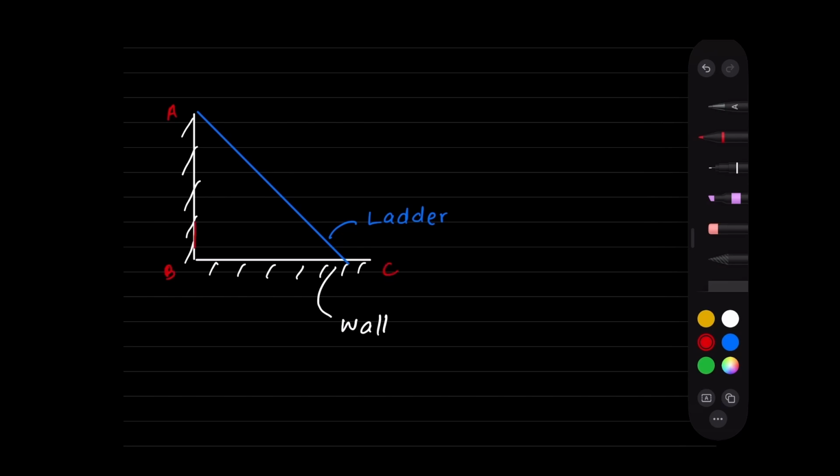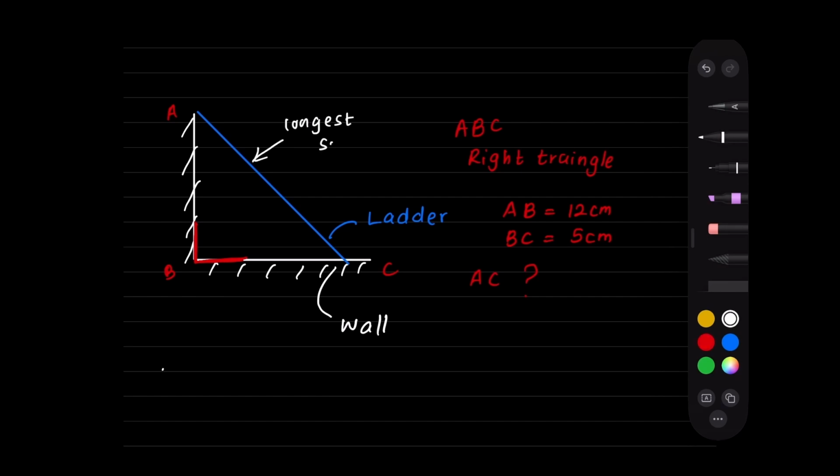Yeah, where can we find the right triangle? As you can see here, between the two walls we can find an L shape, which means we have a right angle, therefore ABC is a right triangle. And suppose we are given the lengths of the walls are 12 centimeters and 5 centimeters. We are asked to find AC, which is the length of the ladder. Here, as you can see, AC is the longest side, so we can apply the Pythagorean theorem when finding AC.